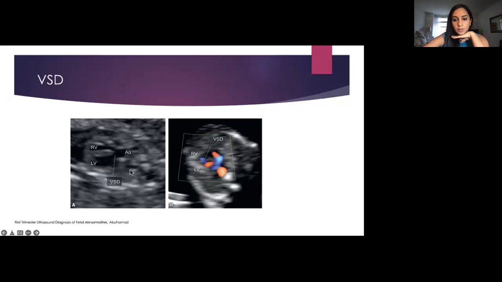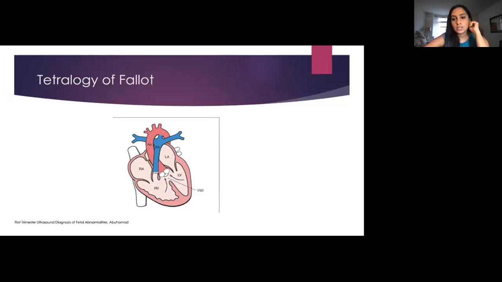So in A, we have a fetus with tetralogy of Fallot at 13 weeks gestation, and you can see the presence of a perimembranous VSD. And then in B, you have a transverse 4-chamber at 12 weeks with a muscular VSD. So tetralogy of Fallot is characterized by a malaligned VSD, and then you have your aortic root that overrides the VSD, and then infundibular pulmonary stenosis, and then right ventricular hypertrophy.